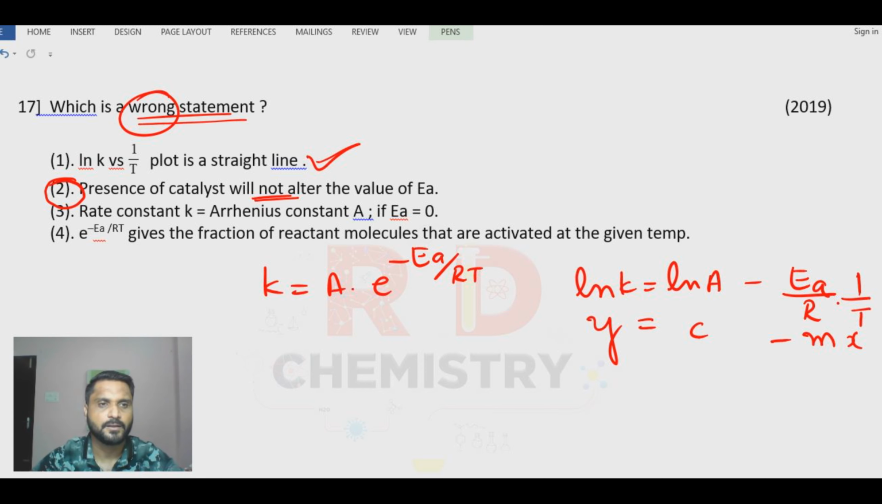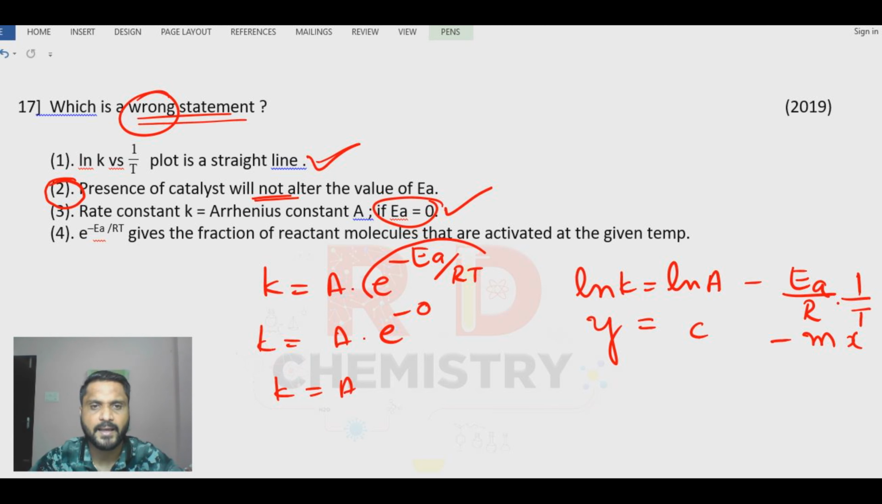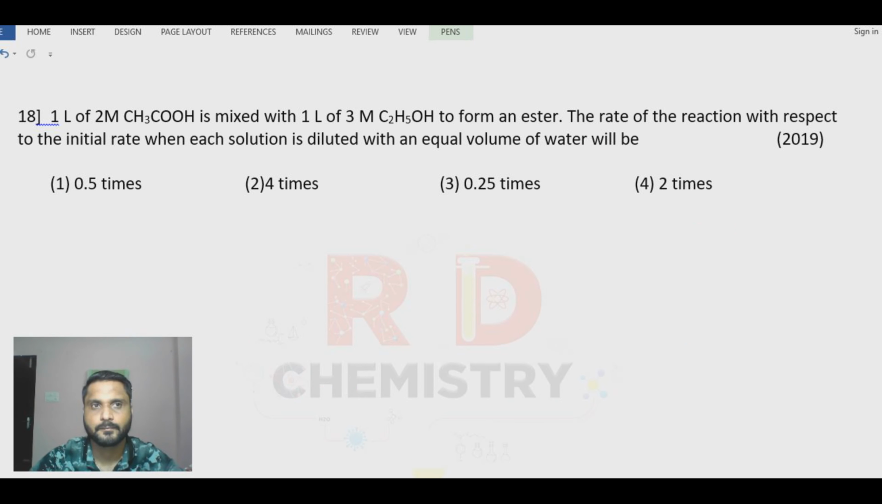We'll go for the third option. Rate constant K is equal to Arrhenius constant if Ea is equal to 0. Suppose K is equal to A e to the power minus Ea by RT, and Ea is equal to 0. Anything to the power 0 is equal to 1, therefore K is equal to A. This is the correct statement. Last one: e to the power minus Ea by RT is nothing but the fraction of reactant molecules that are activated at the given temperature, which is also correct. Therefore, the wrong statement is option number 2 here.